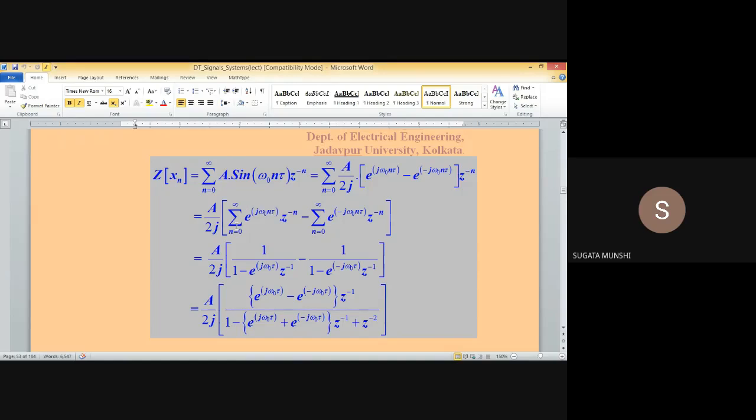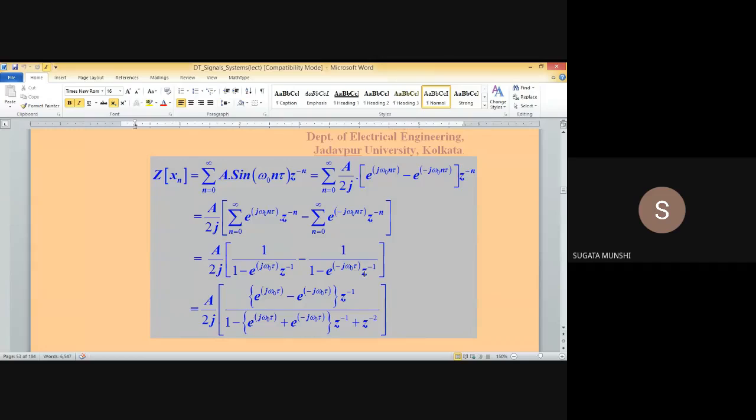Those summations you have already evaluated. Or it simply follows from this expression that this summation will be 1 by 1 minus e to the power j omega 0 tau z to the power minus 1. And that one will be 1 minus e to the power minus j omega 0 tau z to the power minus 1.